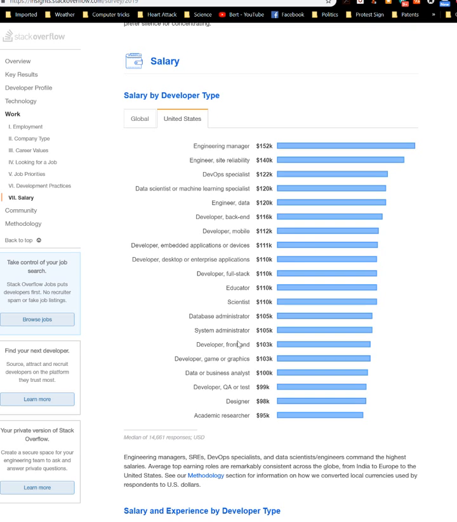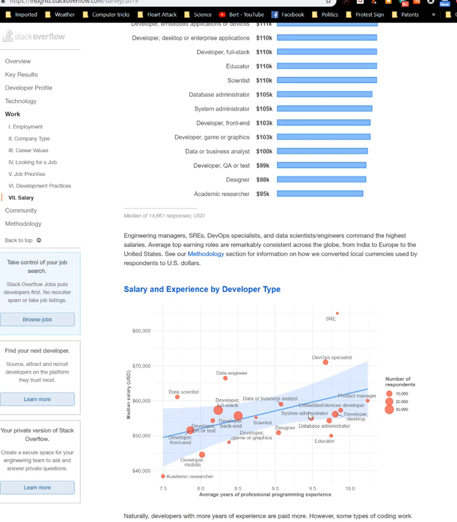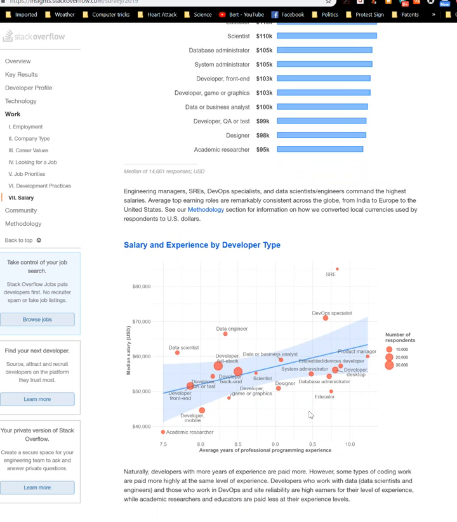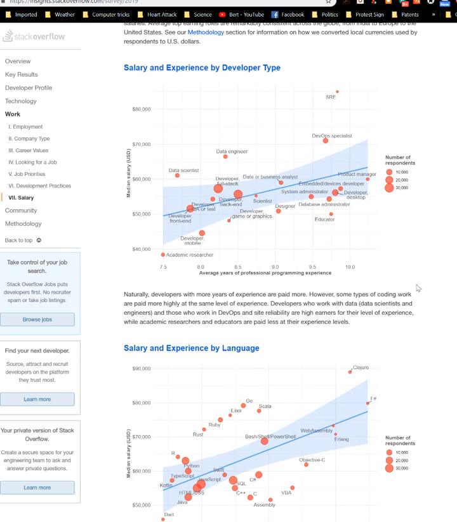Again, you've got to adjust it for your region, and still I don't know about the respondents and where they're generally located in the country. So, salary and experience by developer type. Experience by language. Okay.